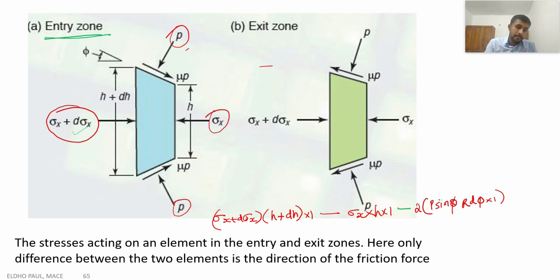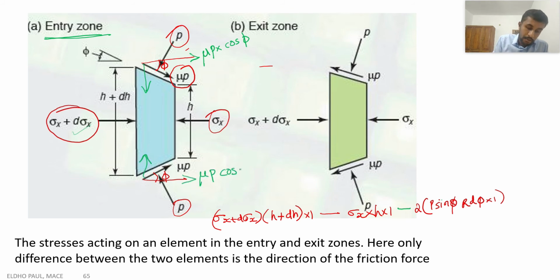Another one is the frictional force. So here we have mu P. So mu P also should be converted into a horizontal component. For that, we know this angle is equal to phi. Similarly, this angle also will be equal to phi. So when we resolve this into a horizontal component and a vertical component, the horizontal component will be mu P into cos phi. That is acting towards the right.